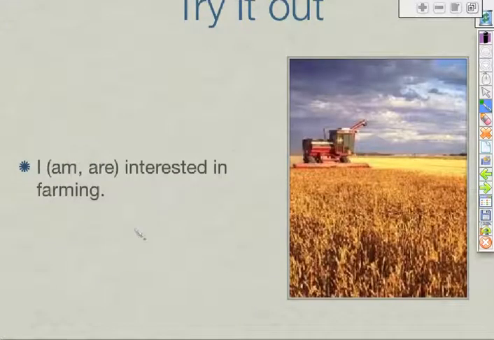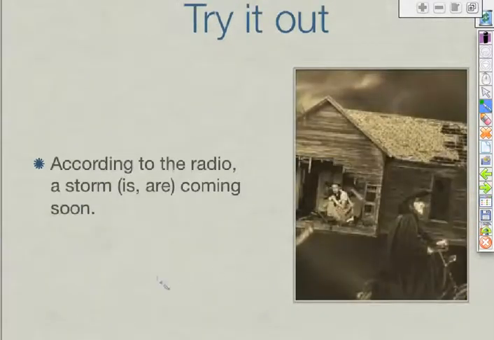I am or are interested in farming. Okay, so we have another form of be here. See our farm, our nice tractor. I think some sort of tractor. I guess I'm not a farmer. But what I do know is I is a singular. If you had your chart and you went across, you would realize that I are does not make sense. So it would be I am.